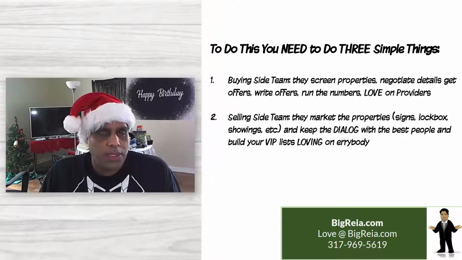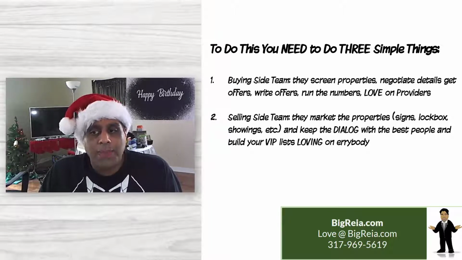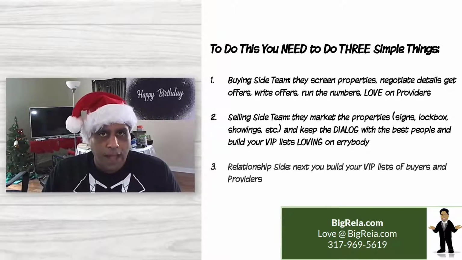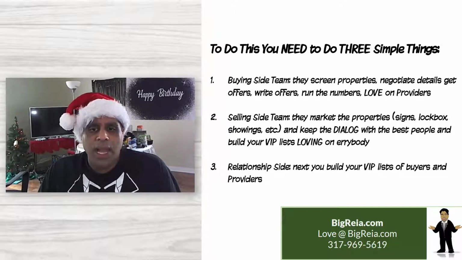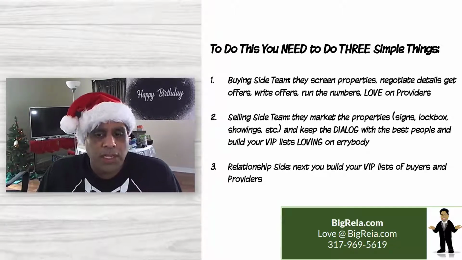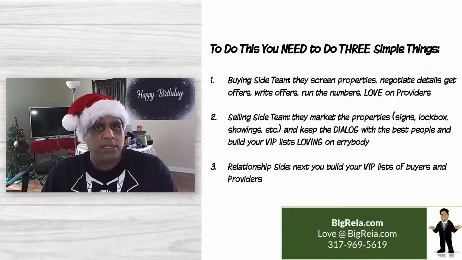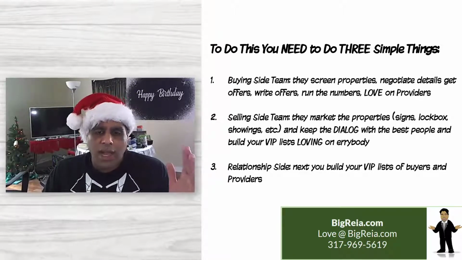Signs, lockbox, and showing, so that the agent can show the properties. And then keep the dialogue with the best people, build your VIPs. There's 2 groups of VIPs we're building, your VIP buyers and your VIP providers, and they keep loving on everybody. 3 is the relationship side. Next, build your VIP list of buyers and providers, right? So those are only 3 things you need to do: the buying side, the selling side, and the relationship side.